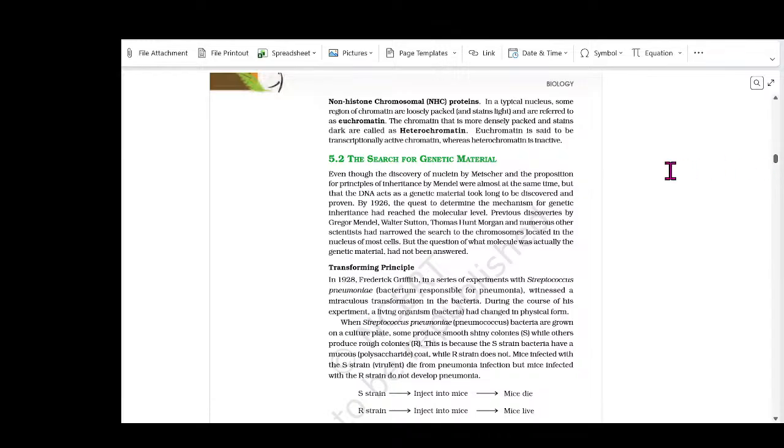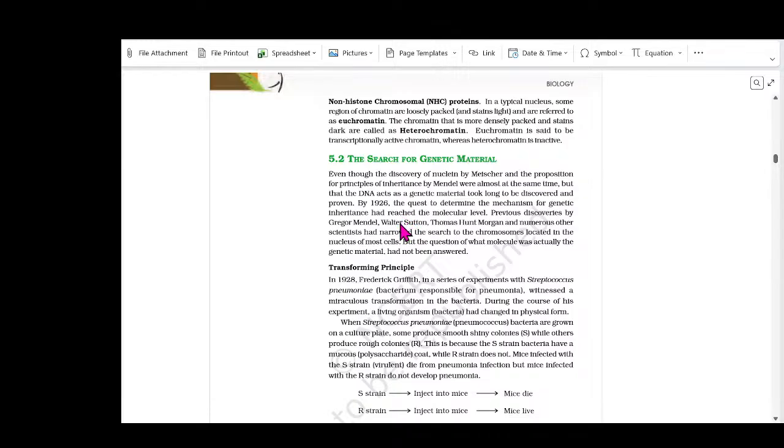5.2 The search for genetic material. Even though the discovery of nuclein by Miescher and the proposition of the principles of inheritance by Mendel were almost at the same time, that DNA acts as the genetic material took long to be discovered and proven. By 1926, the quest to determine the mechanism for genetic inheritance had reached the molecular level.